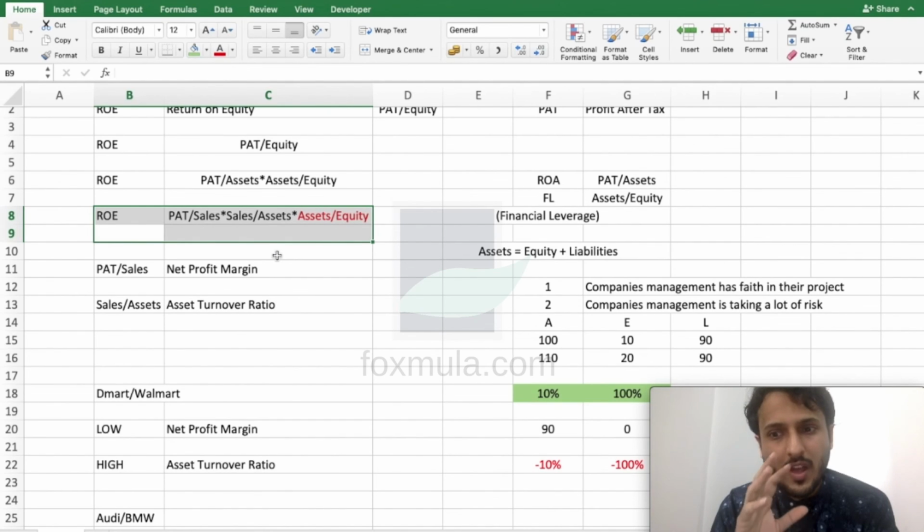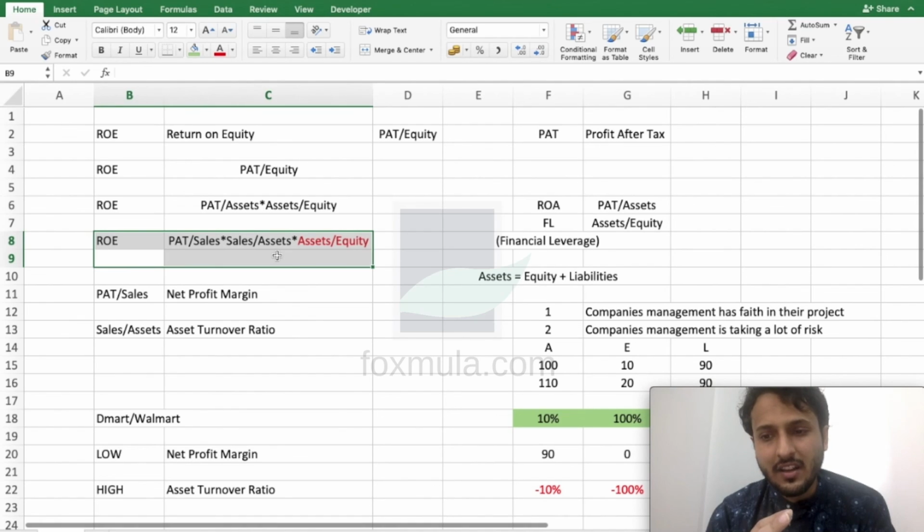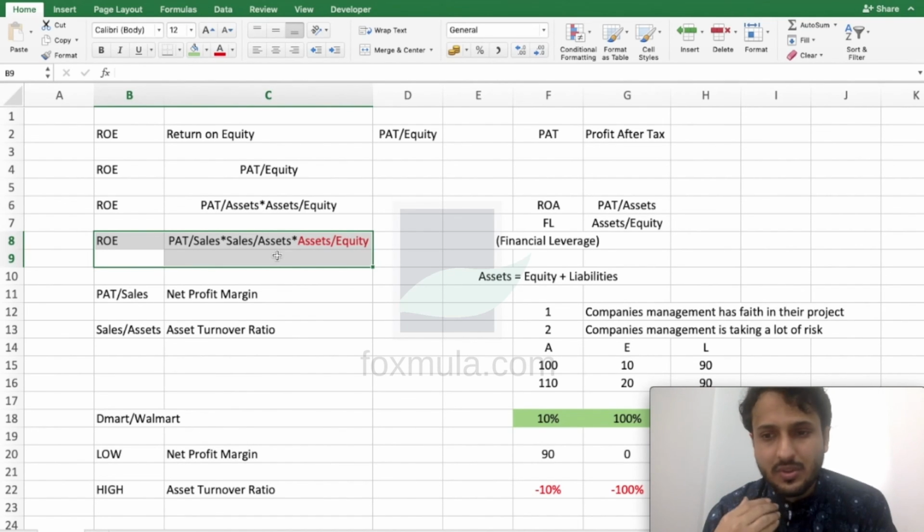So if you want a starting point to analyze a company or to compare between two companies, then DuPont three-factor analysis is a very good point to start with.